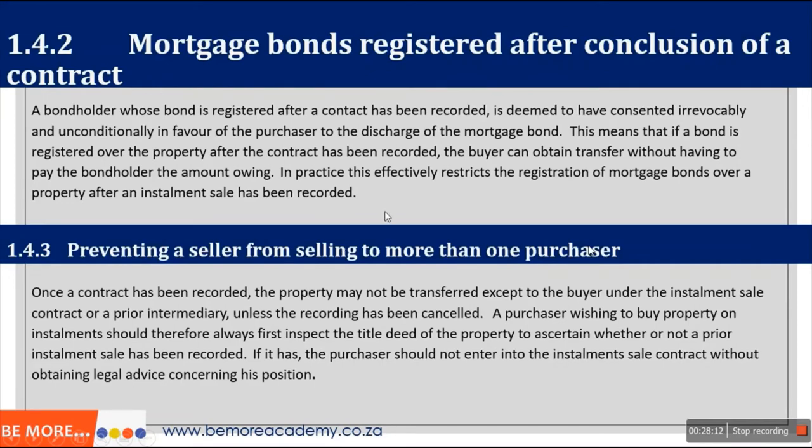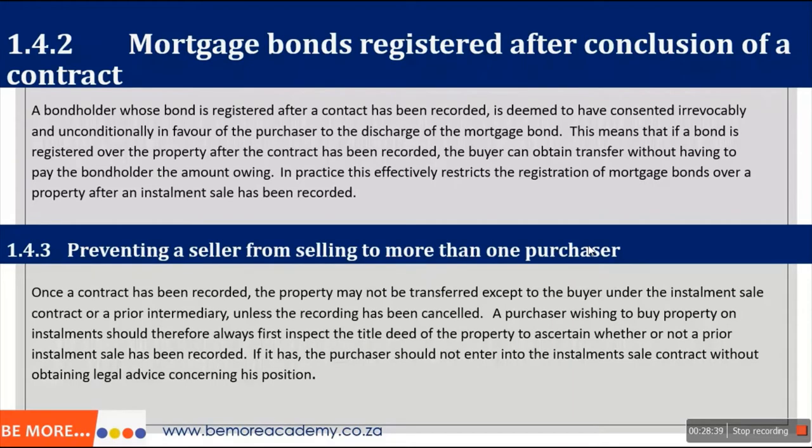Mortgage bonds registered after conclusion of a contract. A bondholder whose bond is registered after a contract has been recorded is deemed to have consented irrevocably and unconditionally in favor of the purchaser to the discharge of the mortgage bond. This means that if a bond is registered over the property after the contract has been recorded, the buyer can obtain transfer without having to pay the bondholder the amount owing.